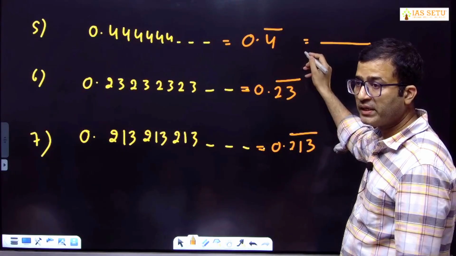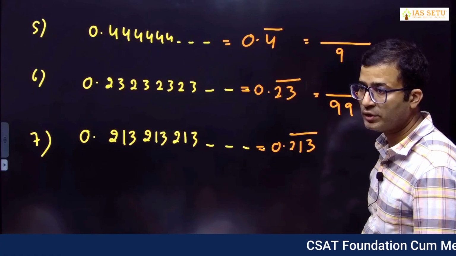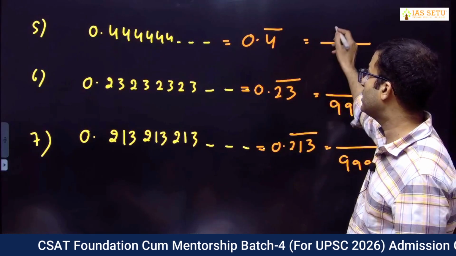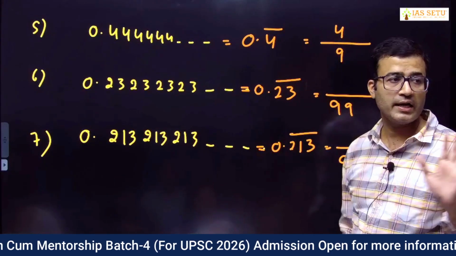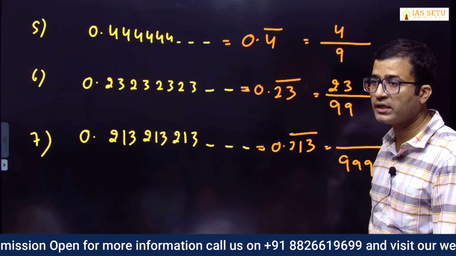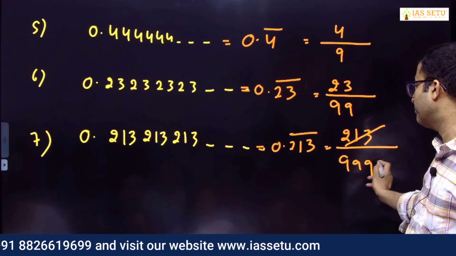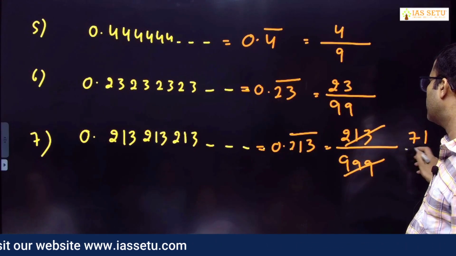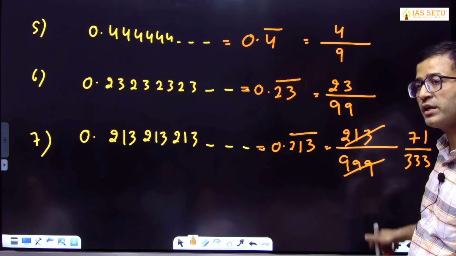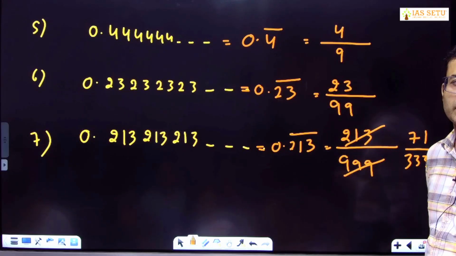So here as many 9s as digits under the bar, 1 nine. Second question, there are 2 digits under the bar, 2 nines. Third question, there are 3 digits under the bar, 999. In the first question what is your answer? 4 by 9. I think all of you have solved it. Second question, what is your answer? 23 upon 99. Third question, 213 upon 999. After that simplify, divide by 3, 71 upon 333. If you got the answer 213 upon 999 today, it is okay, but you have to simplify. If you have simplified to 71 upon 333, perfect.